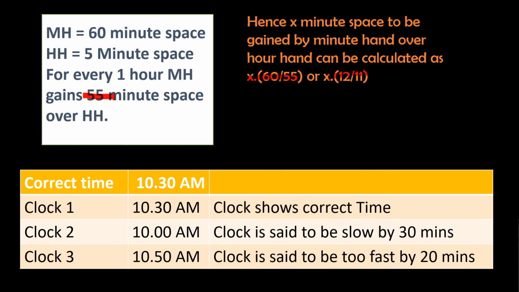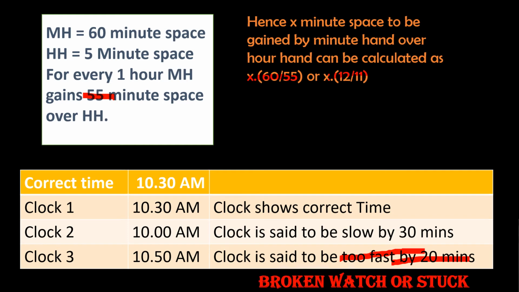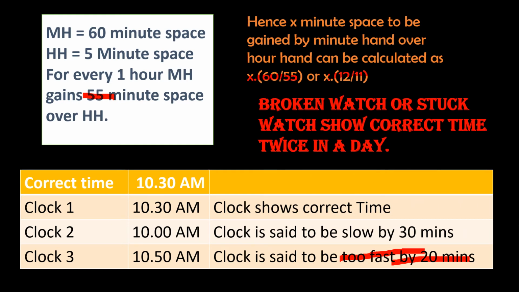Clock 2 is showing 10 a.m. Then the clock is said to be slow by 30 minutes. And clock 3 shows 10:50 a.m. Then the clock is said to be too fast by 20 minutes. And I'm going to tell you an interesting thing, that the broken watch or the stuck watch shows the correct time twice in a day.